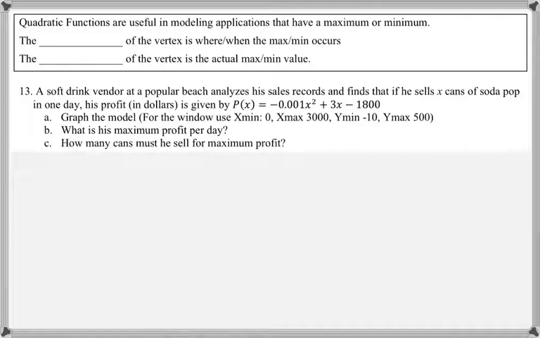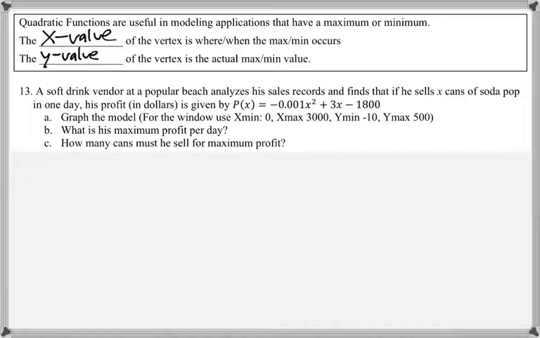So the x value of the vertex really tells you where or when the maximum or minimum occurs. The y value of the vertex tells you the actual maximum or minimum value. So if they ask you what is the maximum value, that's really just the y value. If they ask you what is the minimum value, that's really just the y value. The x value just tells you where or when this occurs, but the y value is the actual maximum or minimum value. So you just have to be really careful with what they're asking in the problem.